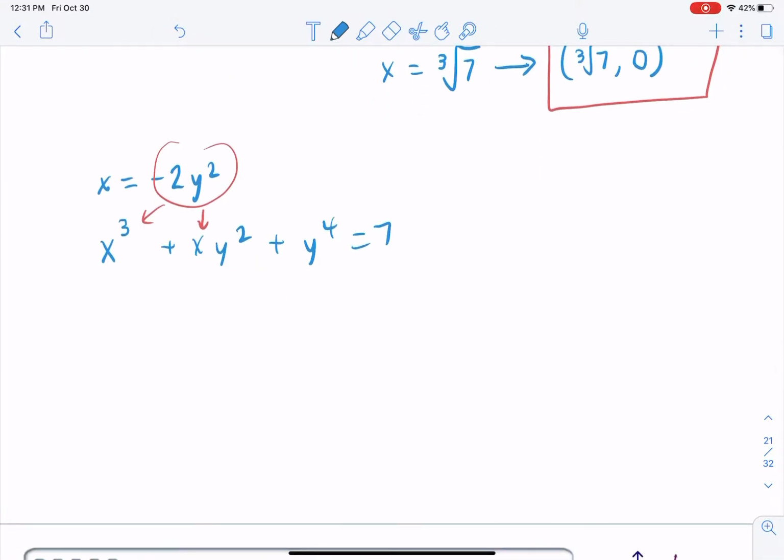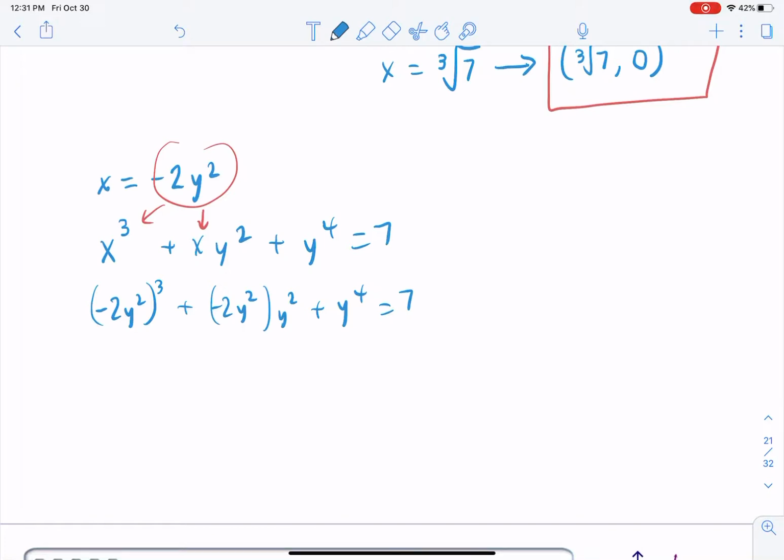So I've got a negative 2y squared, which we're going to cube, plus a negative 2y squared, which we're not going to cube, but we are going to multiply it times y squared, plus another y to the 4th is equal to 7. Now let's fix this a little bit. Notice we got an equation that's just got one variable in it, and hopefully we can solve this.